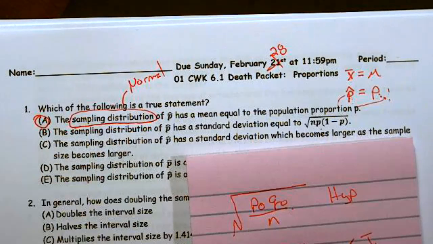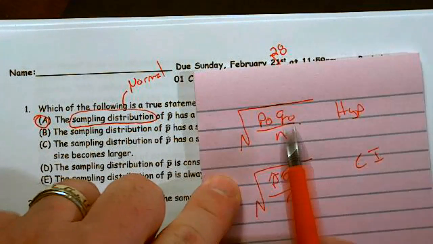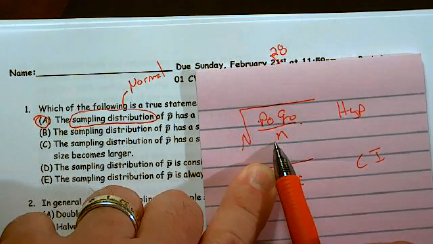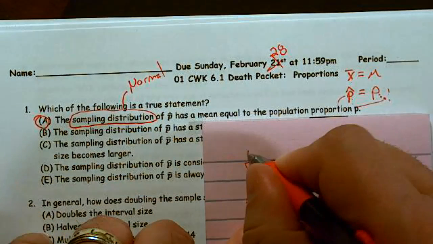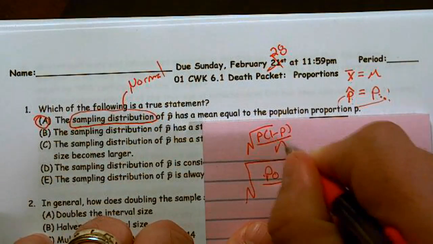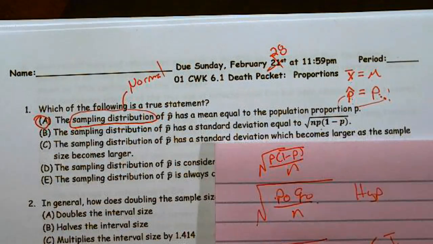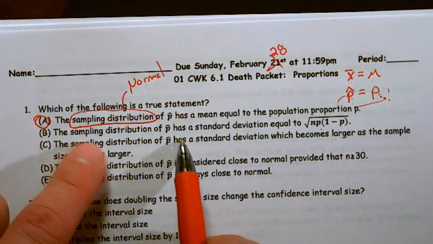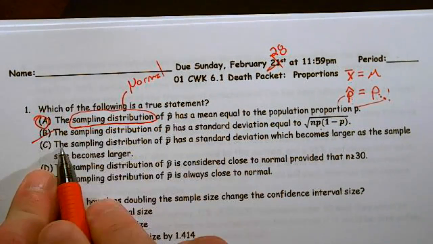Anytime you see sampling distribution of x bar, sampling distribution of p hat, that indicates normality. So we're going to say, oh, we're talking about normality. So p naught q naught over n, or if you prefer, p times 1 minus p over n. All right. The next one: we did this one, and we said that that's false.